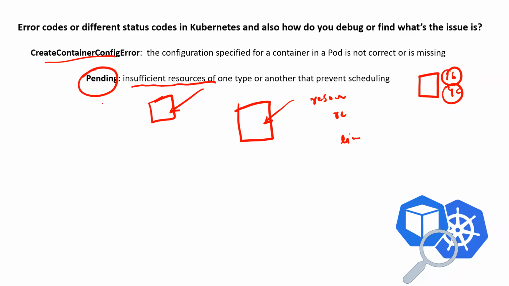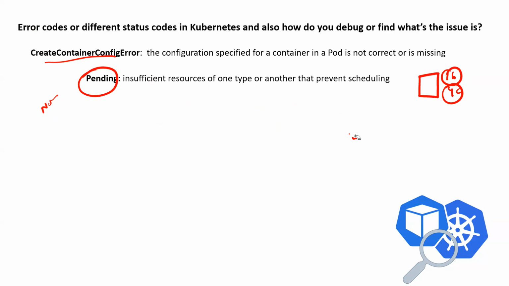In another case, let's say in your pod spec you have used a node selector, node affinity, or pod affinity. If these affinity rules don't match, in that case also you can see the pending state of the pod. And in some cases, I've observed that if your PV or PVC is not there, in those cases also the pending state of the pod will arise.